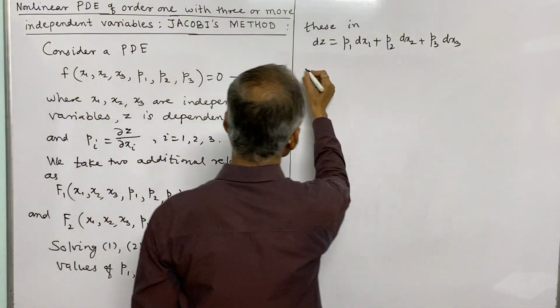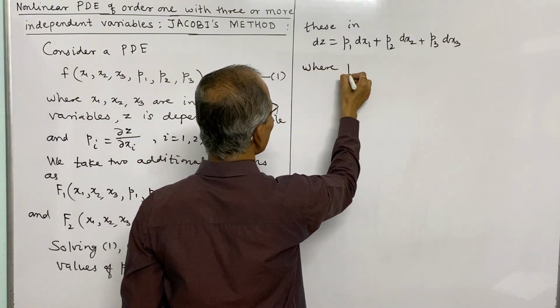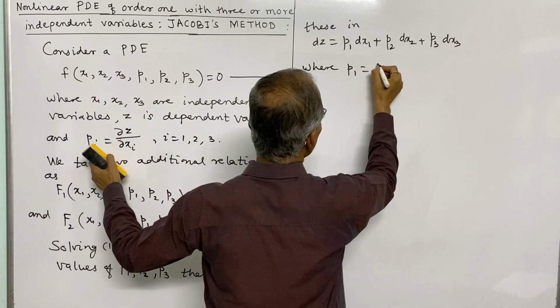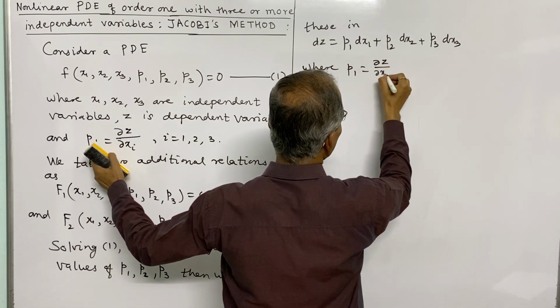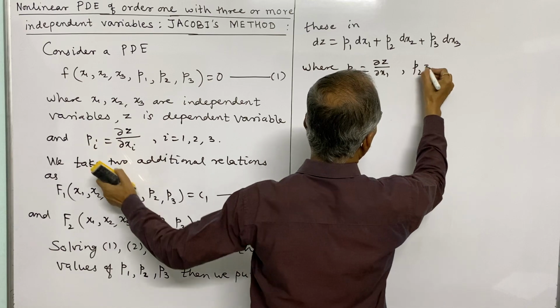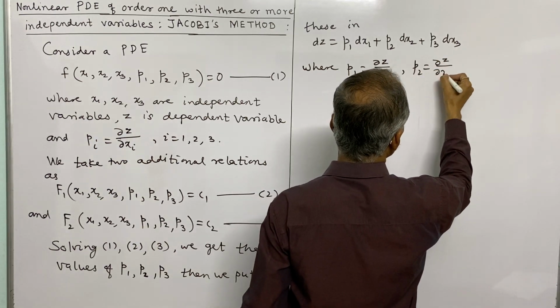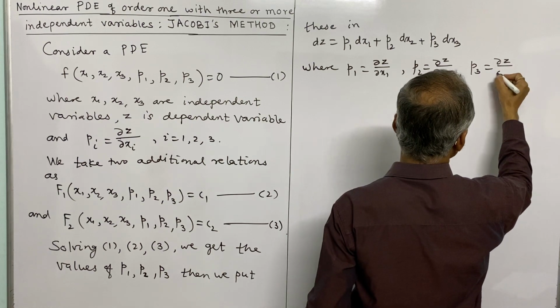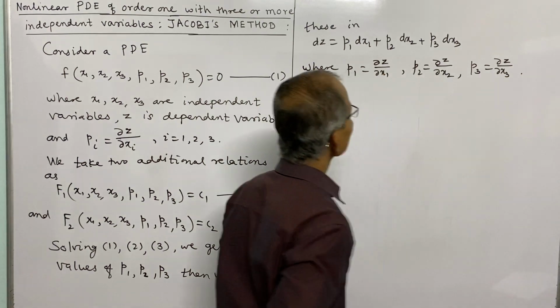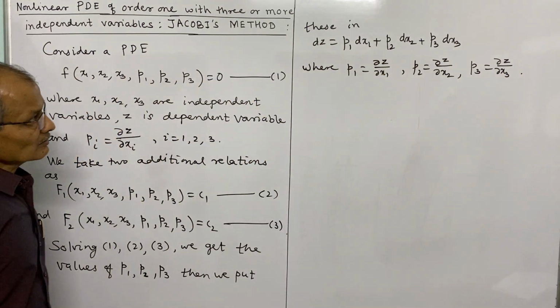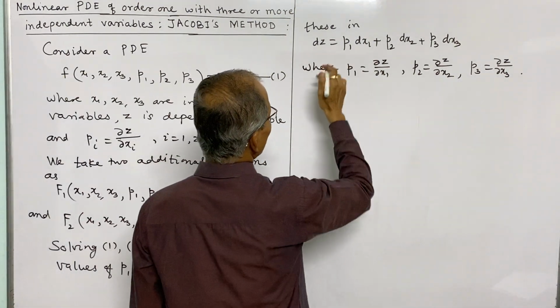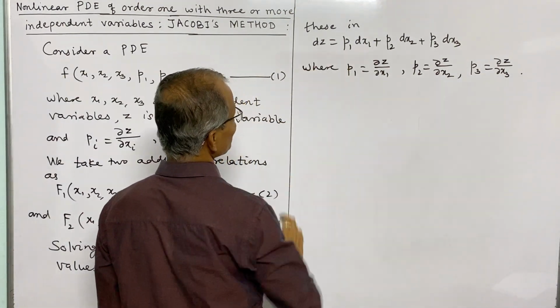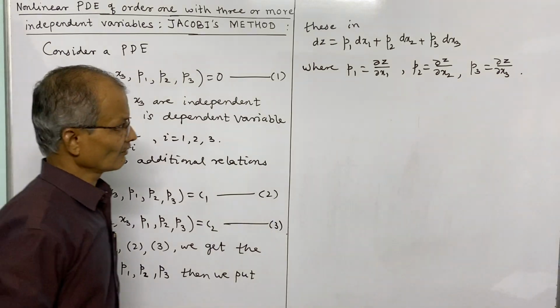Where P1 we have written here is the partial derivative of z with respect to x1, P2 is the partial derivative of z with respect to x2, and P3 is the partial derivative of z with respect to x3. Integrating this equation, integrating dz, we get the required solution.